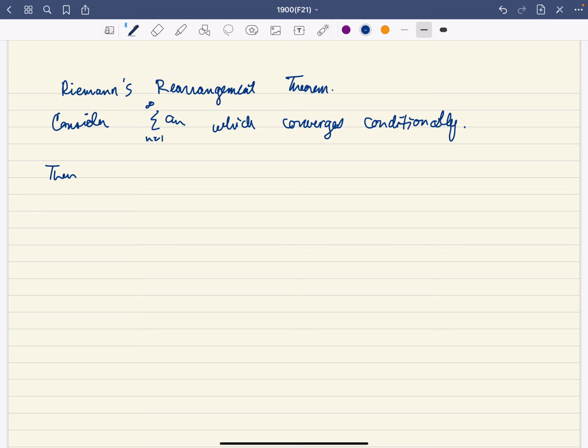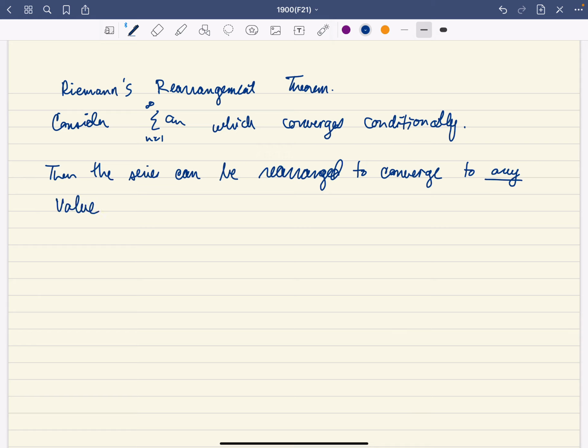It turns out that the series can be rearranged to converge to any value. So the series can converge to any real number, okay? So to any value. This is a little bit strange.